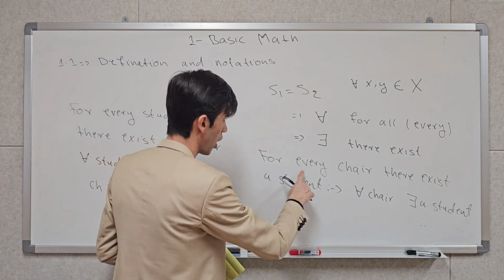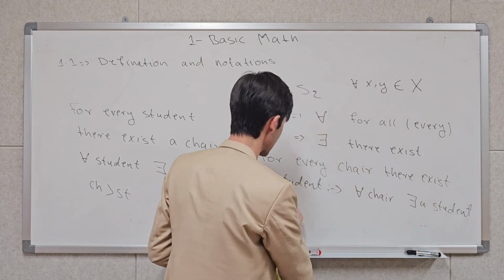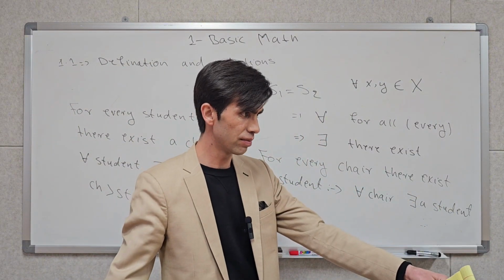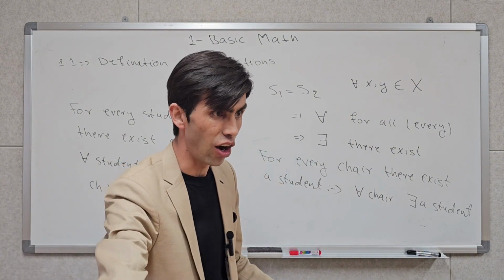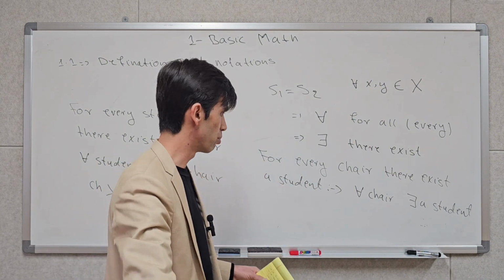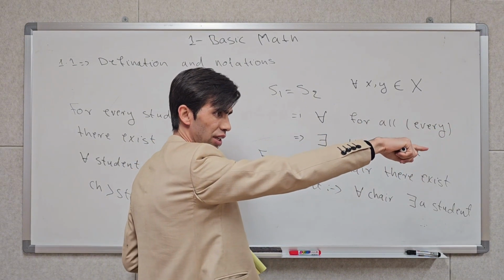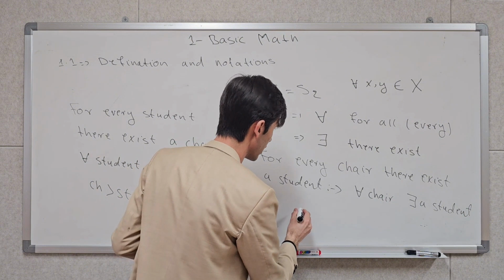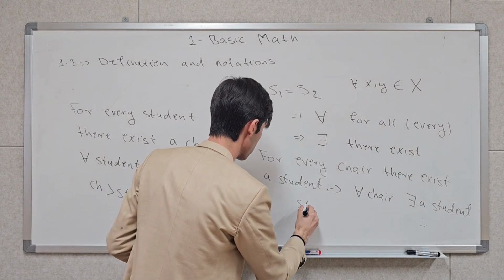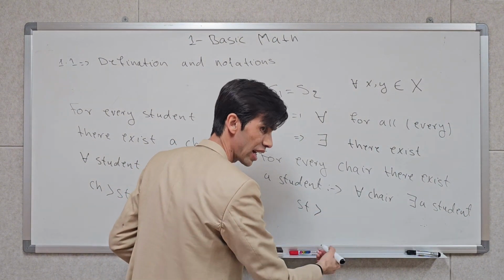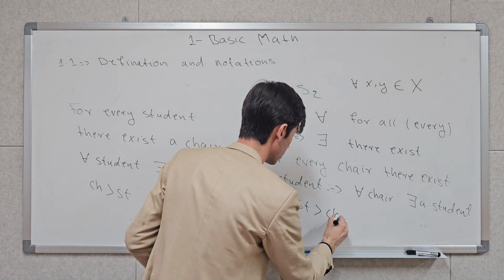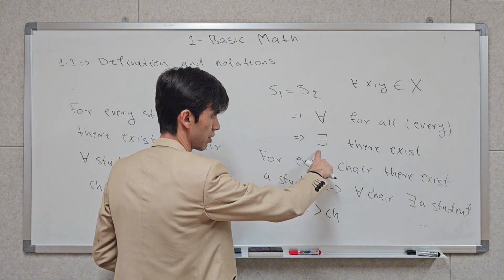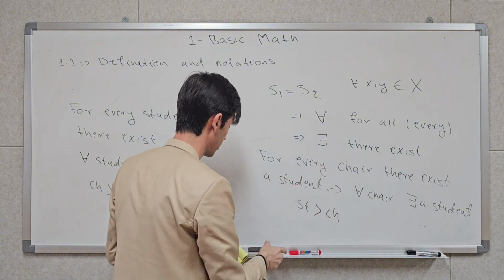But here, for every chair, there exists a student. For example, there are 6 chairs. For every chair, each chair already has a student. So maybe there are some students outside of the classroom who want to enter, but a chair does not exist. So here, the number of students can be higher than or equal to the number of chairs. So this one is for all or for every, and this one is there exists.